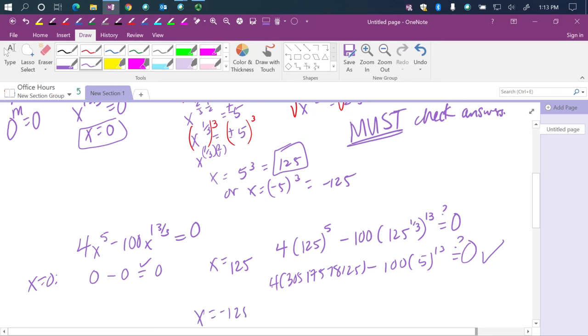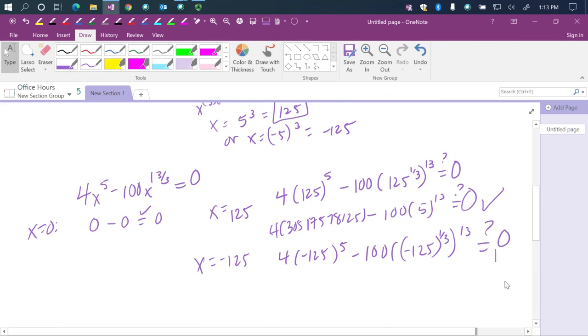Okay, and then we check x equals negative 125. You're going to see that that one will also work. 4 times negative 125 to the 5th minus 100 times negative 125 to the 1/3, and then that's raised to the 13th. Is that equal to 0? So when you have a negative number raised to the 5th power, your answer is negative. So it's going to be the same as this, but the sign is going to be opposite. And the same thing here, the sign is going to be opposite. So you're really going to be subtracting these in the other order. You can check it, type it in the calculator, but that one's going to work too.